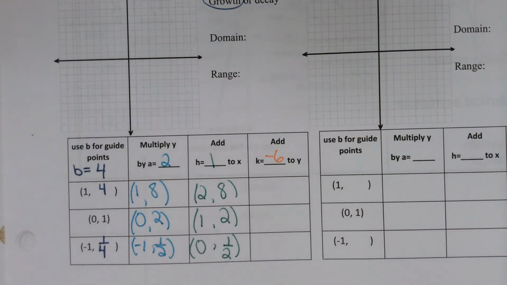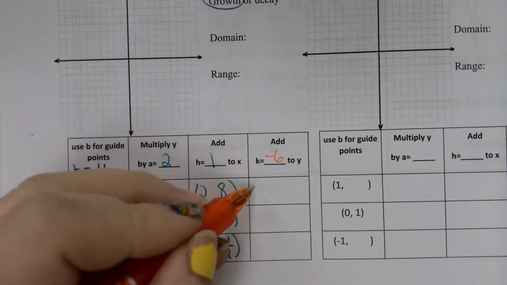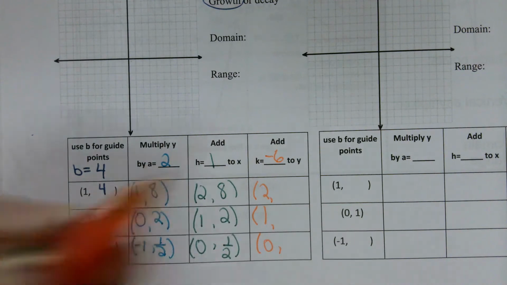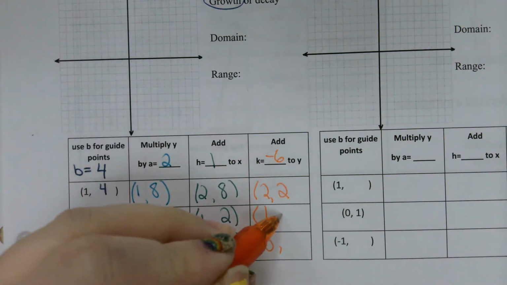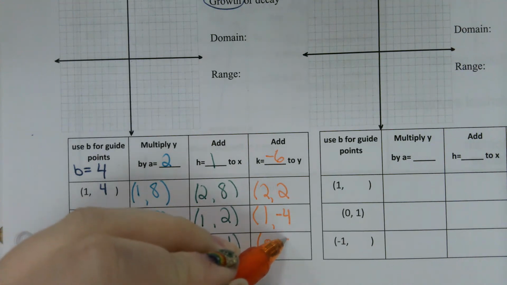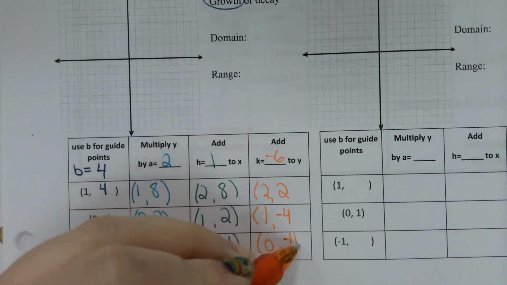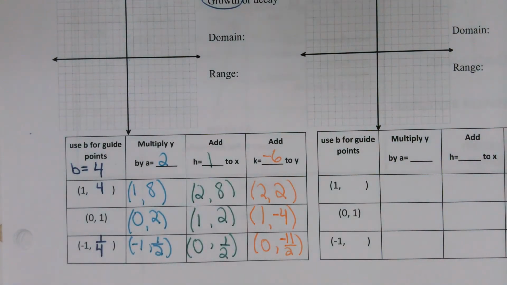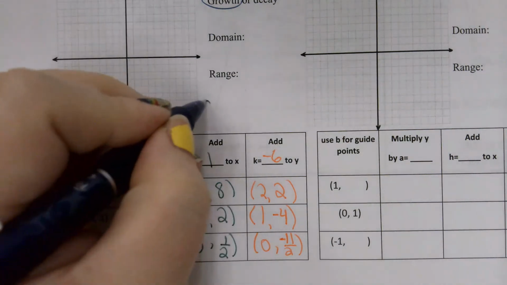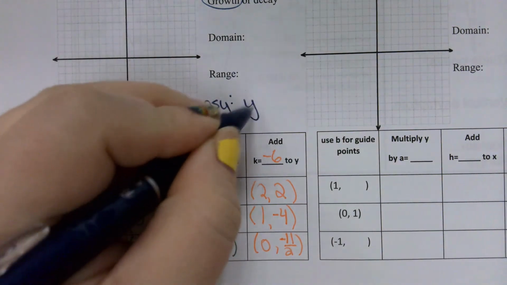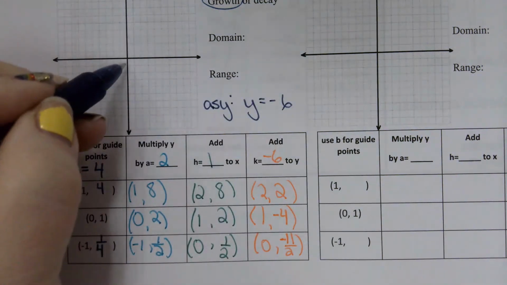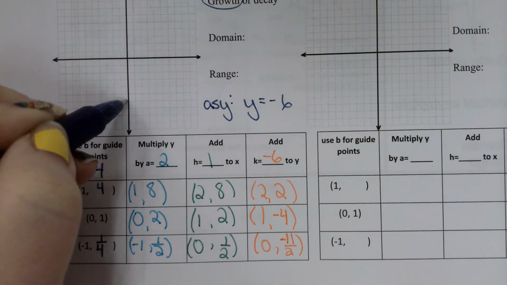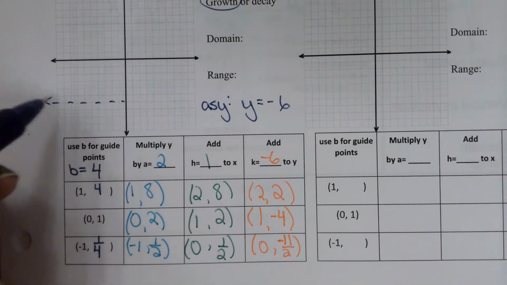And finally, we'll add -6 to all of our y values. So x's will remain the same, and the y values will add -6. So we'll have 2, -4, and this one will change to -5.5, which is 11/2. Our asymptote is y equals -6. 1, 2, 3, 4, 5, 6. Dashed line.